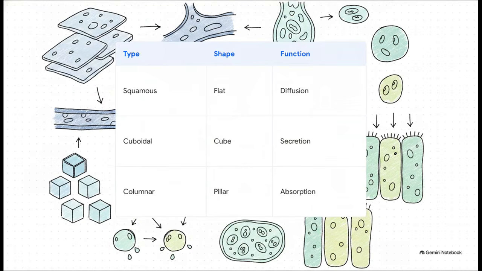Now, the actual shape of these simple cells dictates exactly what they do. It's literally form-matching function. You've got squamous cells, which are flat and tile-like, making them perfect for diffusion in places like your lungs or blood vessels. Then there are cuboidal cells, shaped like little cubes, which are specialized for secretion and absorption in your glands. And finally, columnar cells, shaped like tall pillars, handling all the heavy absorption in your intestines and stomach.